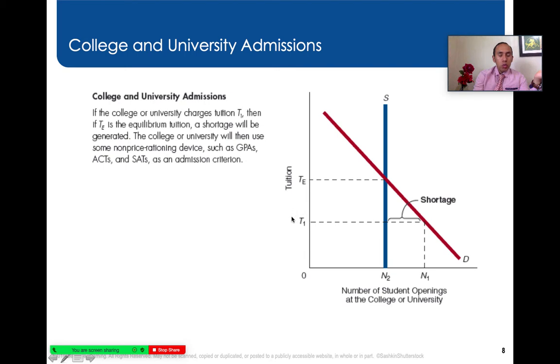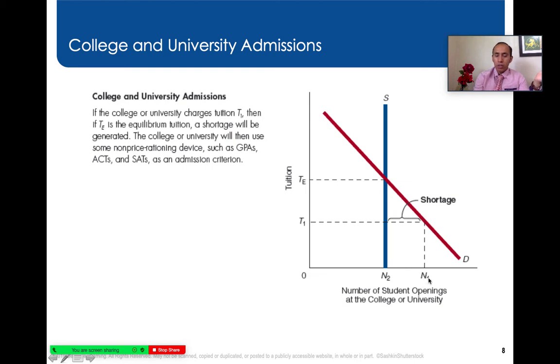The tuition that the college is going to offer is going to be T1. This is the college tuition. And at this tuition, suppose it's $1,000 a semester, which is relatively low. Most students are able to afford $1,000 tuition. Some may not be able to, but we have this particular hypothetical example. At $1,000 tuition, the students want to enroll in college. The demand here is N1.